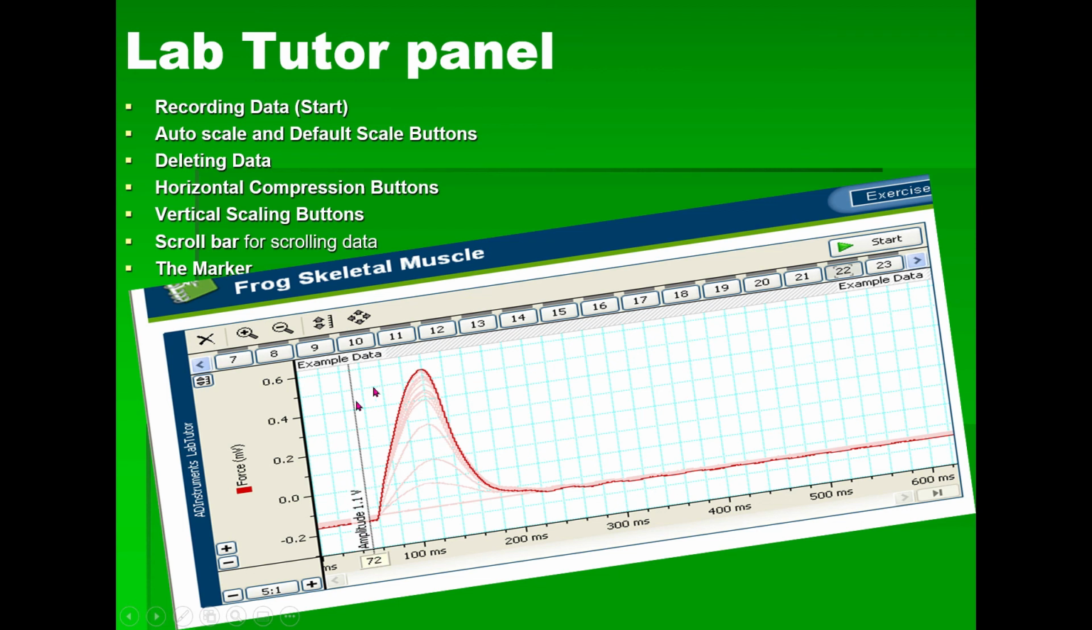The contraction of the frog skeletal muscle will appear over here because we have attached the recording electrodes. So this is the start button. When you click the start button, only one time a current will be given to the muscle and the muscle will produce contraction. So this is one button, and then we have a lot of other buttons.